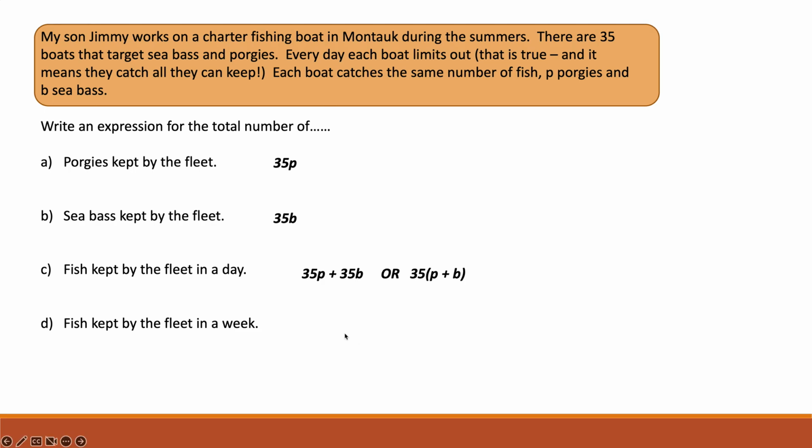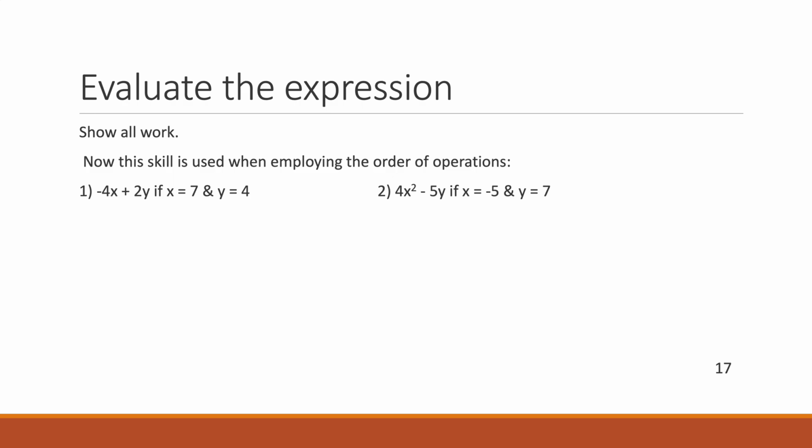The fish kept in a week would be 7 times either of those answers, or the best answer yet is 245 times P plus B. Okay, so that's the first one. And you'll notice that this is similar to work we did before, but we're sliding away from it now, where you have to apply what you learned before to new situations. Okay? Got a little adjustments in here too. Go ahead, try these too. Stop and start.